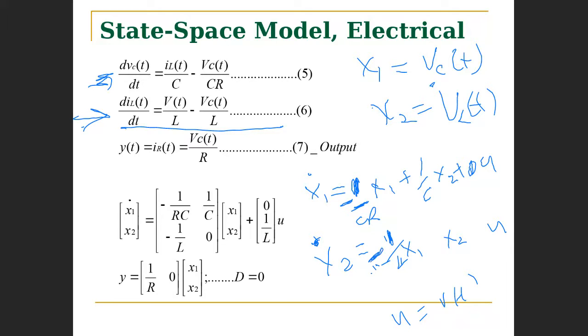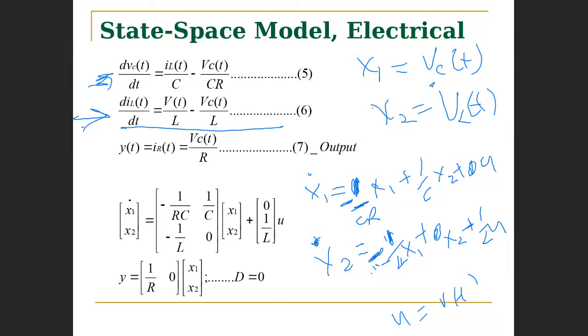What's the coefficient of x2? 0. Right, because x2 is IL and there's no IL term in the expression. Therefore, we're going to put plus 0. How about the input? Is there an input term in there, V of t? Yes. The coefficient for V of t would be 1 over L. Is that correct? 1 over L.